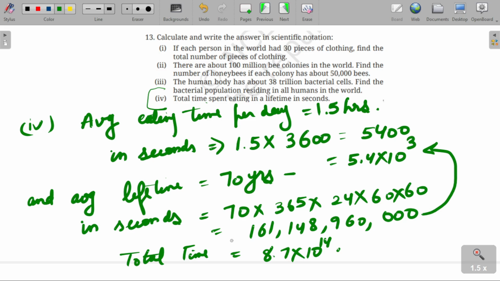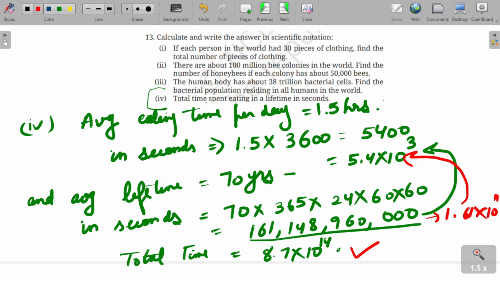Okay. You can take an assumption of this value for easy simplification of this answer. You can take it as 1.61 into 10 raised to 11. And then you multiply this with the term, you will get this answer. Okay. This is a bit calculative. Try on your own, you will get the answer.